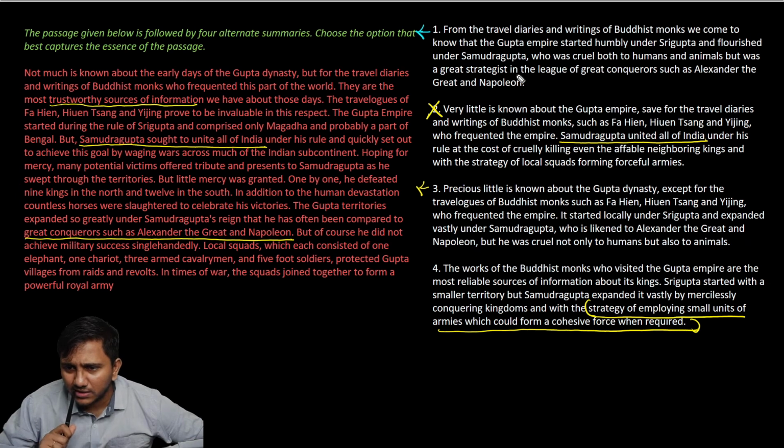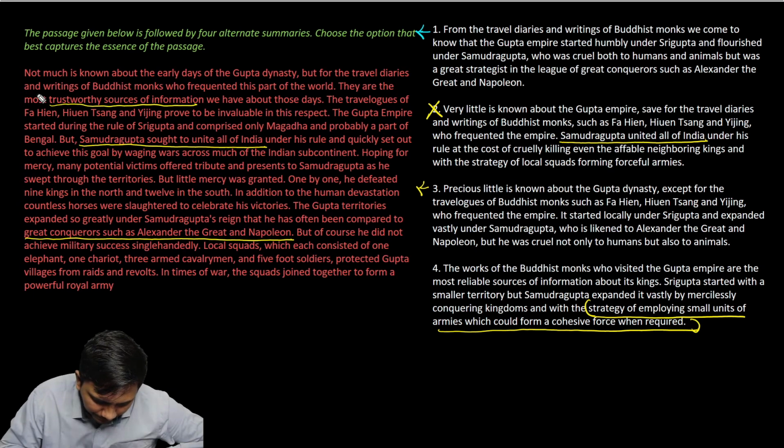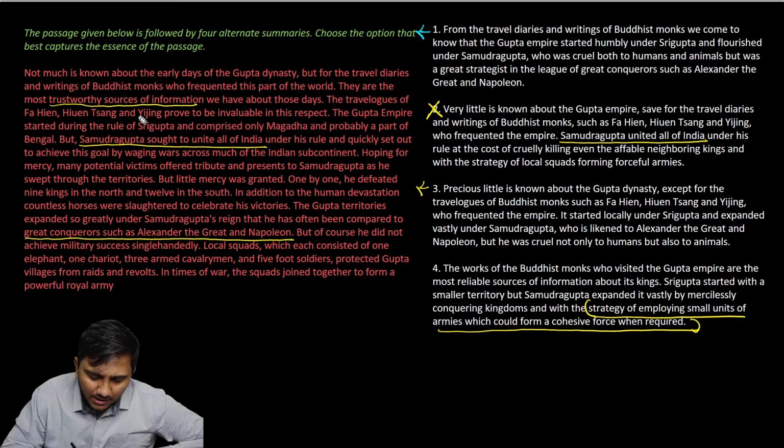There's one more question here. Can we reject option 2 based on the fact that we do not know that Fa-Hien, etc. are Buddhist monks or not? No, it is given here. Not much is known about the early days of the Gupta Dynasty, but for the travel diaries and writings of Buddhist monks who frequented this part, they are the most trustworthy sources of information. The travelogues of these guys being invaluable implies that they are the Buddhist monks. So you can leave that aside.